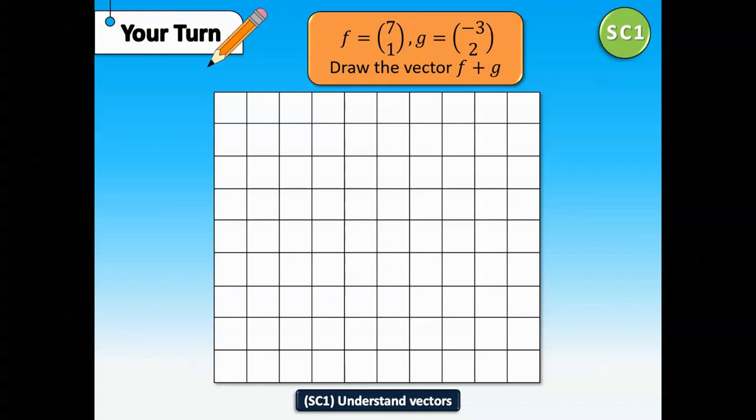So here we want to draw the vector F plus G. So we can start anywhere, and we draw vector F, 7 to the right and 1 up. So there's vector F. Then we draw vector G. So that's 3 to the left and 2 up. So there's vector G. So vector F plus G will be this.